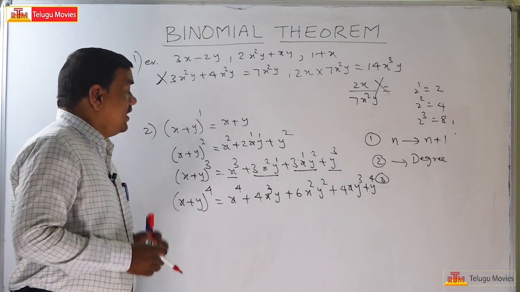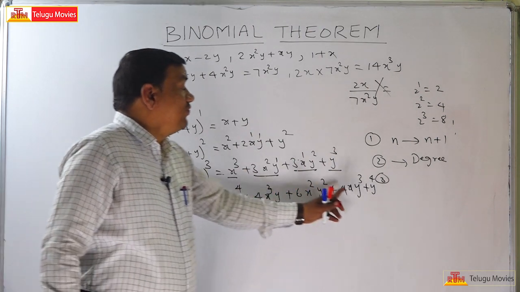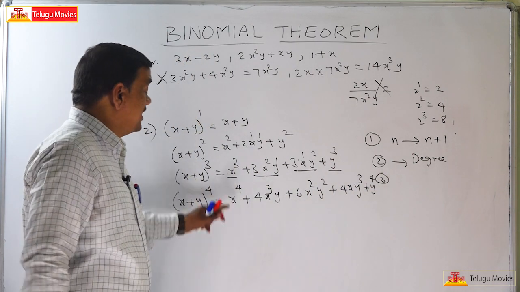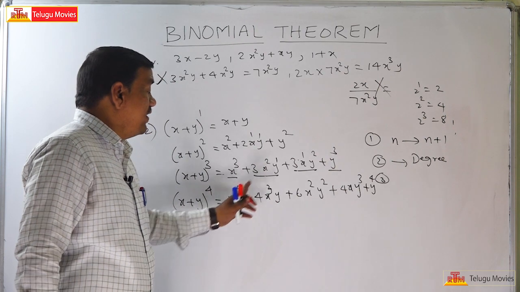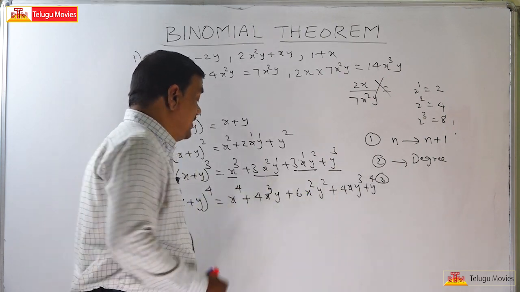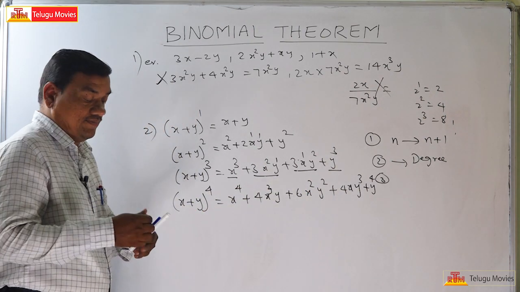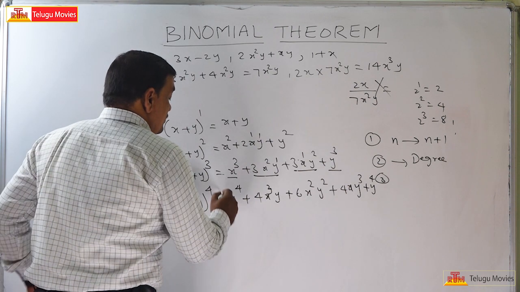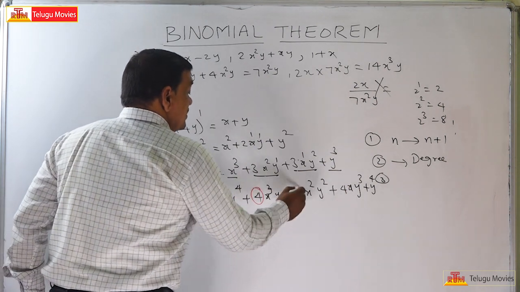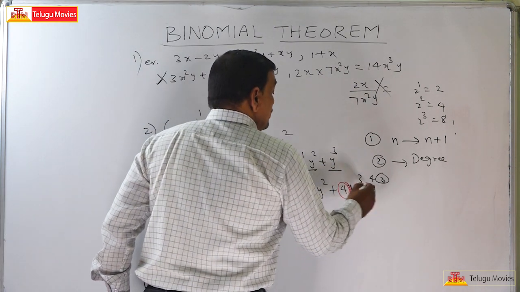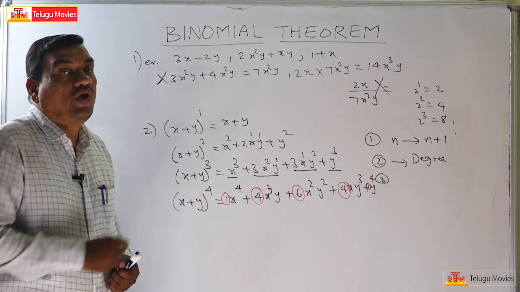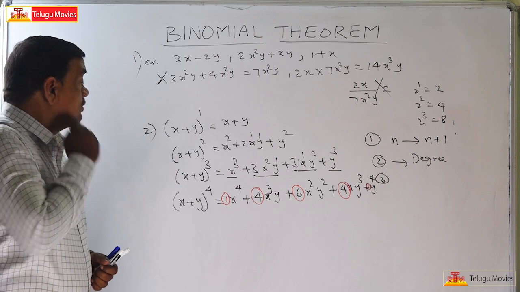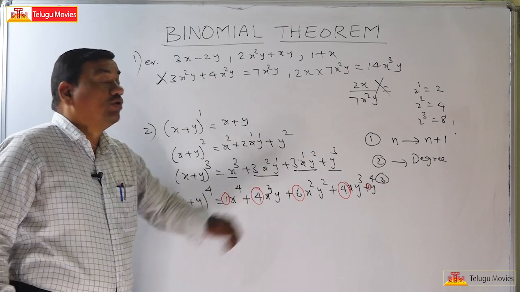Understand this? Now 1, 2, 3, 4, 5. We got 5 terms: x power 4, x cube, x square, x, no x. Here no y, here y square. So what about these coefficients? Here 1 is there, here 4, here 6, here 4, here 1. So how to find out those coefficients? Now I am going to explain how to find out these coefficients.